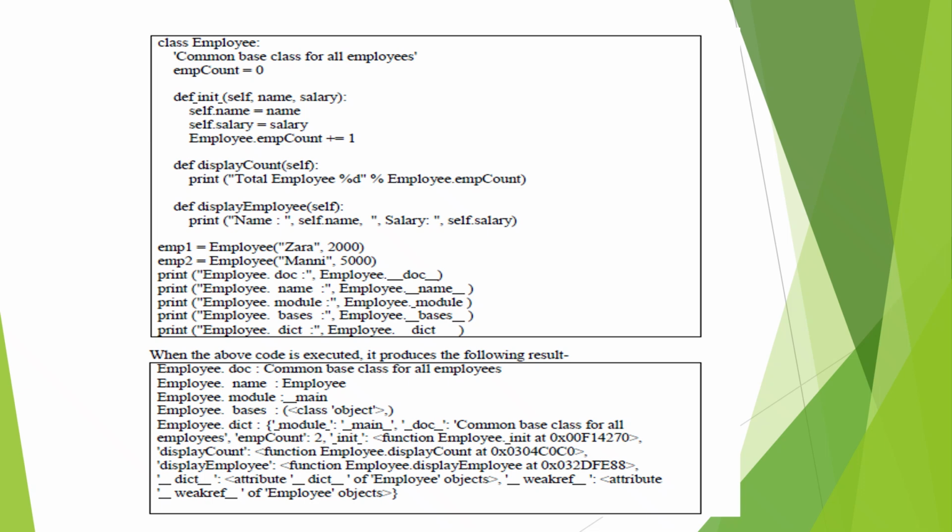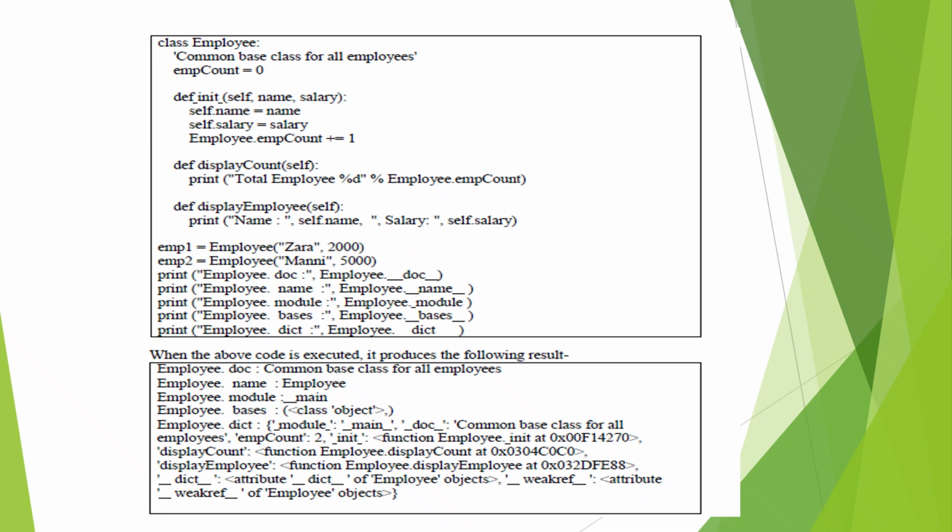Method to display employee count: def displayCount of self, print total employee. It defines a method displayCount that prints the total number of employees. It uses the class variable empCount to display the count. Method to display employee details. Next, def displayEmployee. That line defines a method displayEmployee that prints the name and salary of the employee. It uses the instance variables self.name and self.salary.